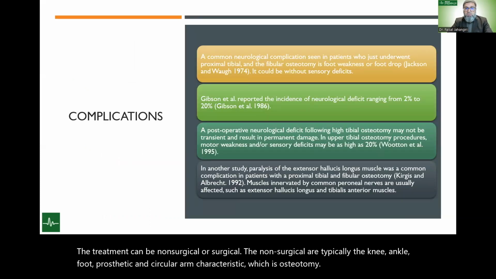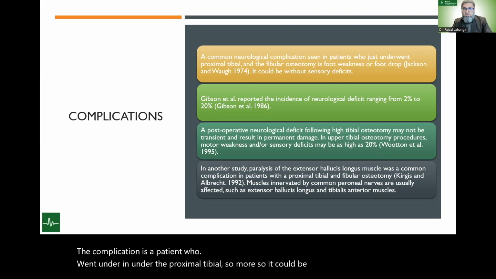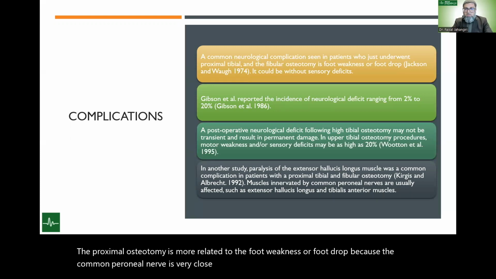The complication is for a patient who went under a proximal tibial osteotomy, so it could be a proximal or distal osteotomy. The proximal osteotomy is more related to foot weakness or foot drop, because the common peroneal nerve is very close to that area, making an arch next to the head of the fibula.